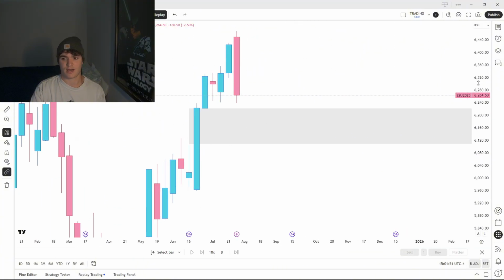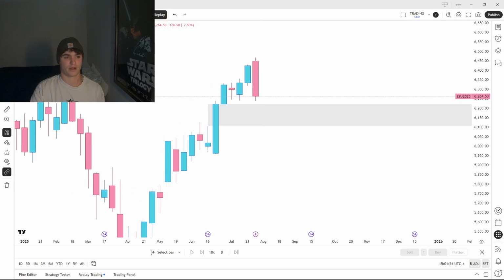So yeah, obviously you guys know that this is internal liquidity, right? Market moves from internal to external liquidity, and sometimes to go higher, the market has to go lower first, right?